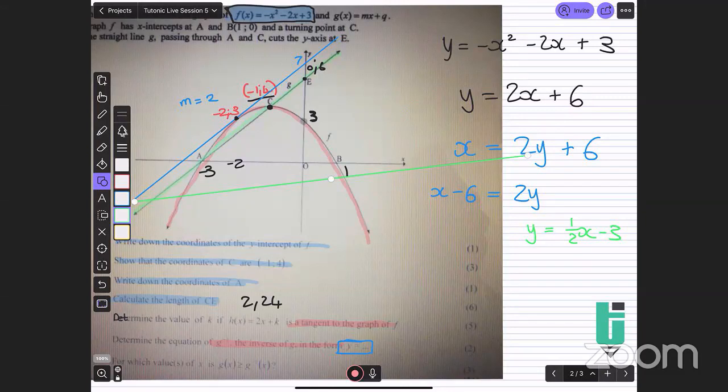Okay, anybody have a question? Okay. So y equals a half x minus 3 is the equation of the inverse. Now they say determine the values of x for which the graph of g is greater than the graph of the inverse.